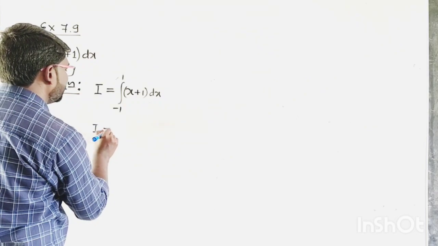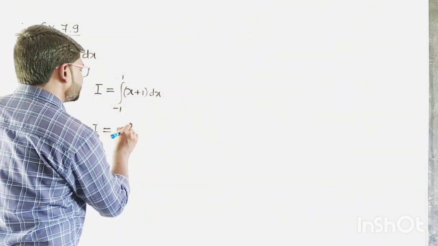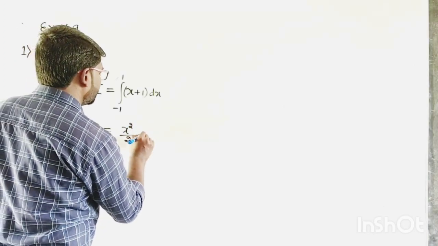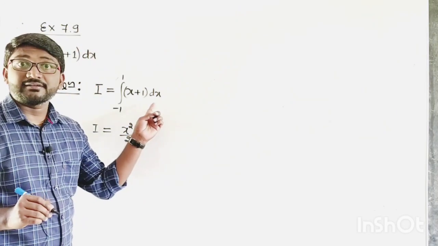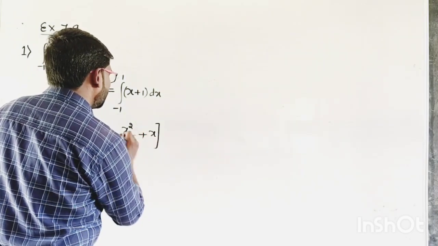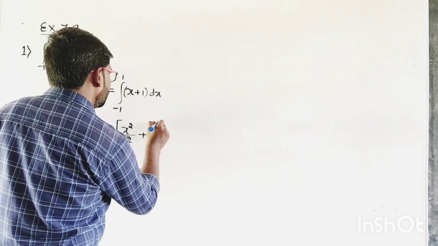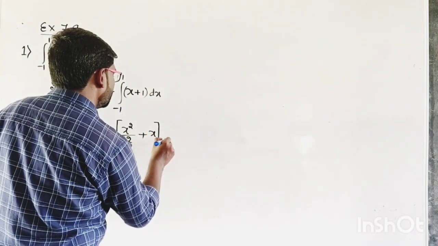So what is the integration of x? It is x square by 2. So I write x square by 2 plus, what is the integration of 1? It is x. So I will be writing x. So I apply the limit now. So here it has to be -1 to +1.